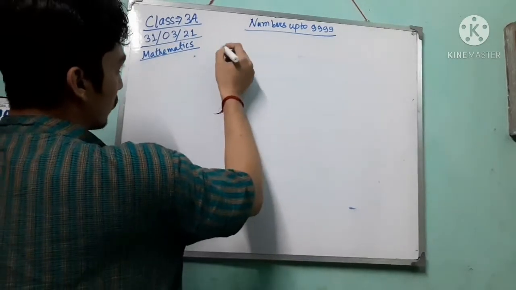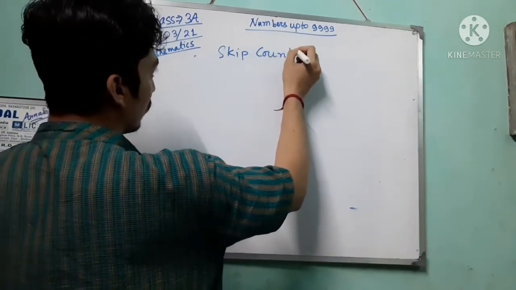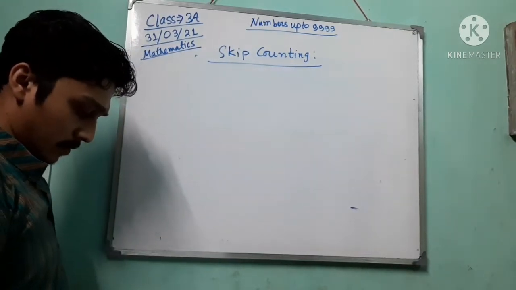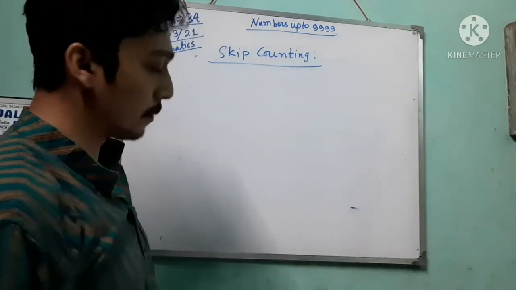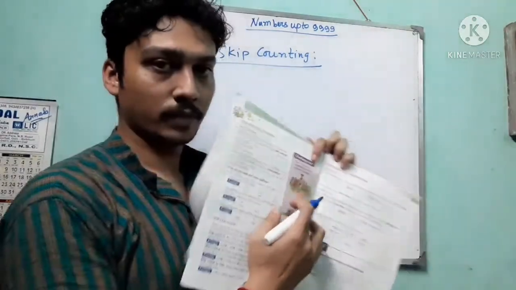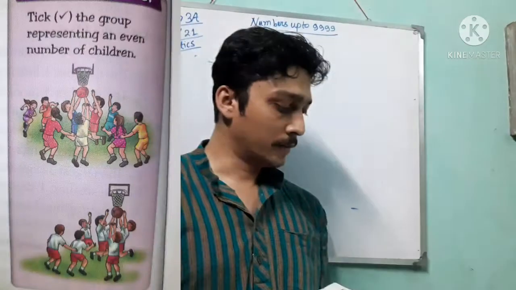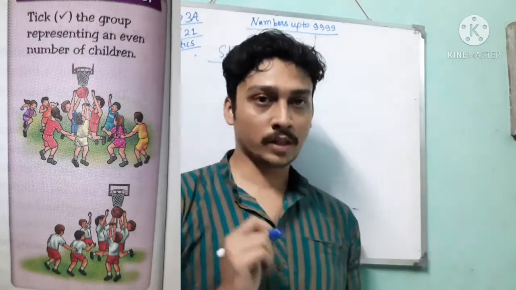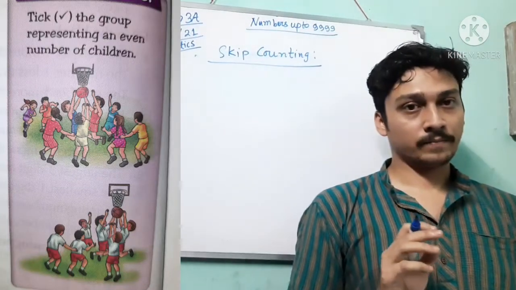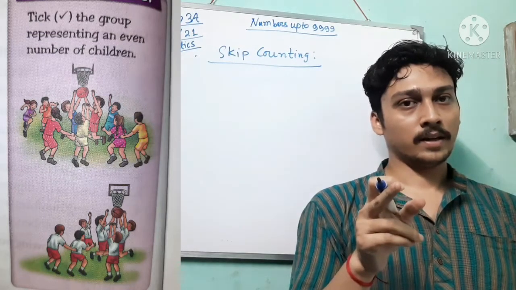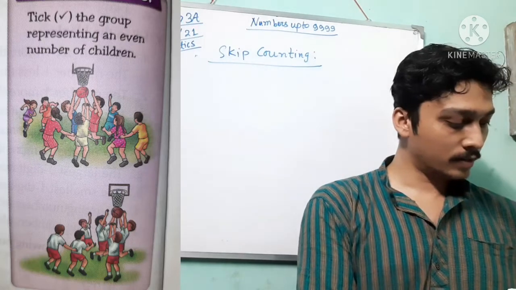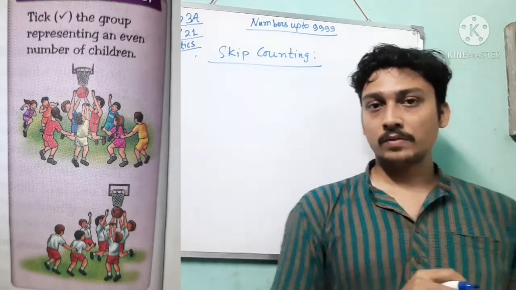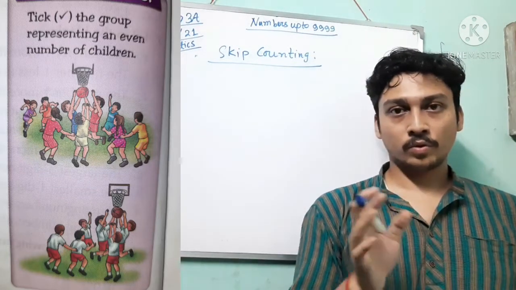Another thing. What is skip counting? Before going to skip counting, you see there is a picture, and I will put the picture on your screen. The picture says that there are two groups. In the first one, some children are playing basketball. So you have to count how many children are playing basketball. If you count them, there are 10. So there are 10 children. So you know, this is an even number.